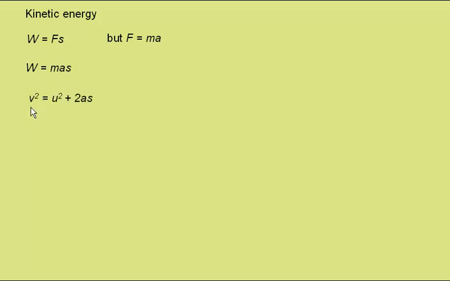Looking at the equation of motion for uniform acceleration, v squared equals u squared plus 2as, where v is final velocity and u is initial velocity, if we consider the special case where the object is accelerated from rest, and therefore the u term is 0, we can write v squared is equal to 2as. Rearranging, as is equal to v squared over 2, but as appears in this term here for the work done.